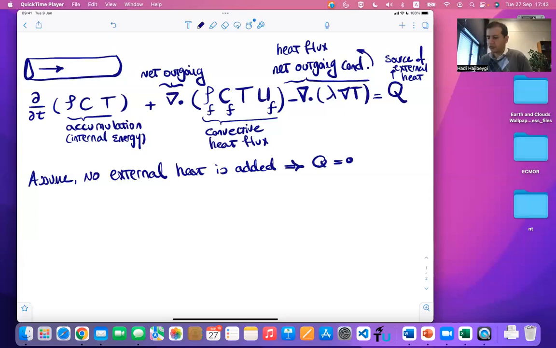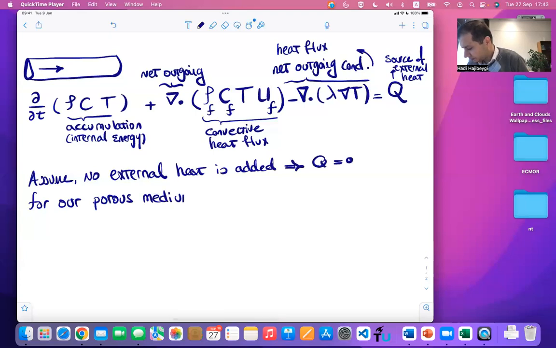Now let's study that for our porous system. The heat convection and conduction, therefore, are the main sources of heat exchange that we have, which is fantastic. For our porous system, for our porous medium, we should work out and find out what the internal energy is, what the conduction is, what the convection is. What is the rho C, which is the heat capacity multiplied by the density?